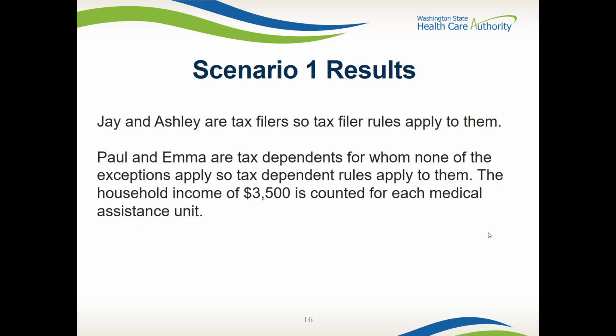Let's review this scenario. Jay and Ashley are tax filers, so tax filer rules apply to them. Tax-dependent rules apply to Paul and Emma because they are tax dependents and do not meet any of the tax-dependent exceptions. In this case, the household income of $3,500 is counted for each medical assistant unit.